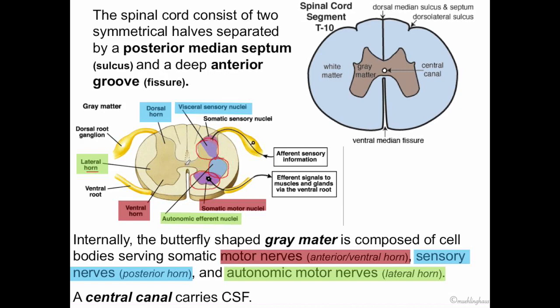You might have questioned, what is this hole here in the inside? That hole in the inside, you can see it up here, is the central canal, and the central canal carries cerebrospinal fluid.